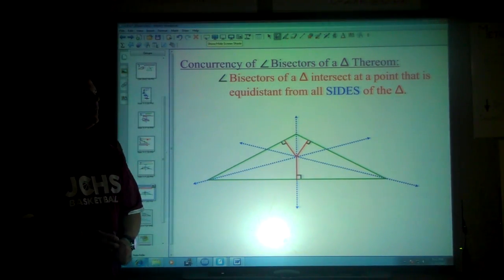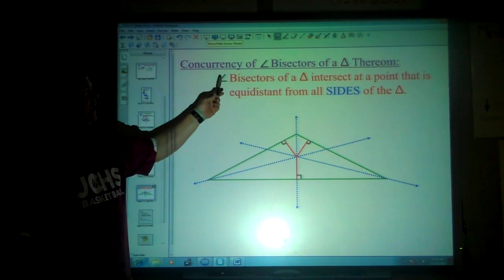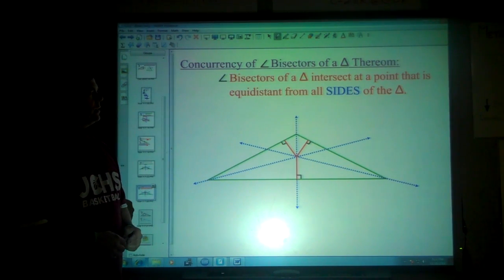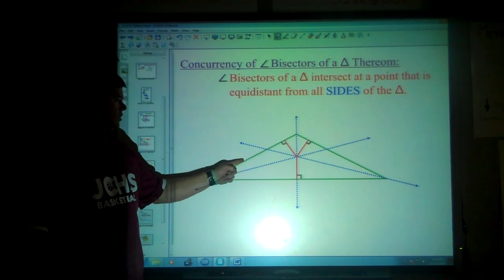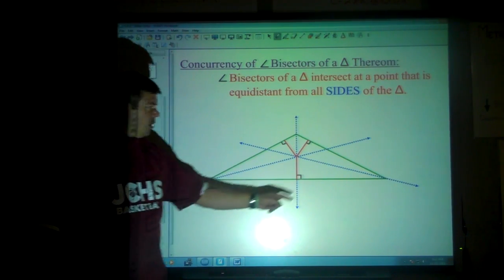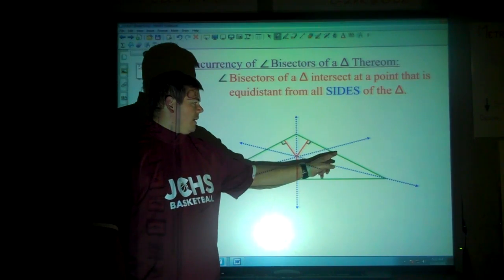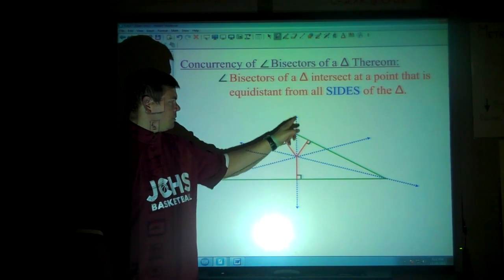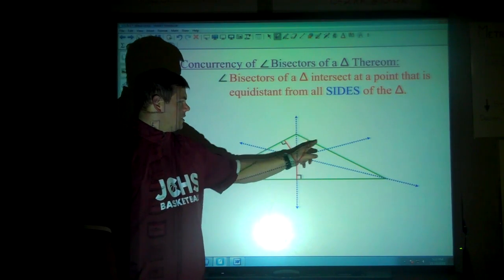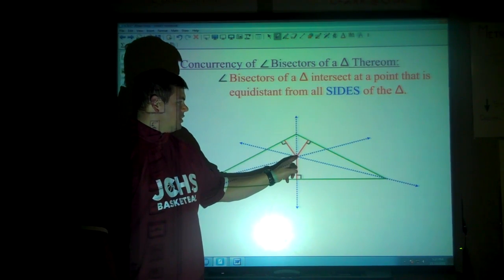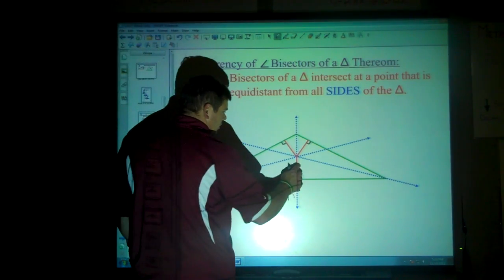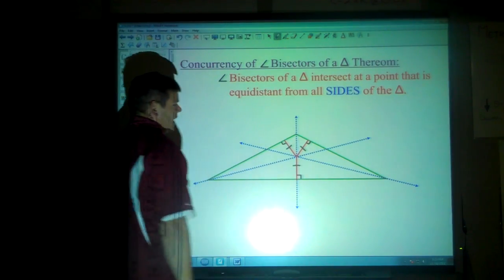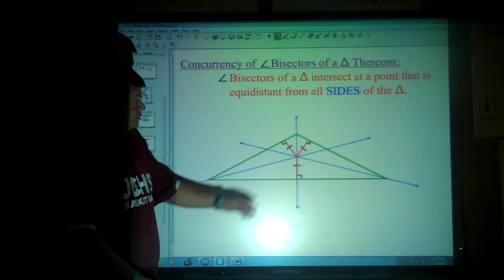Concurrency of angle bisectors of a triangle theorem. The angle bisectors of a triangle intersect at a point that is equidistant from all sides of the triangle. In other words, when we are on an angle bisector, we're the same distance from this side as we are from this side. When I'm on this angle bisector, I'm the same distance from here as I am from here. If I find the one spot they have in common, then I'm the same distance from all the sides. So this would be the same as this, would be the same as that. Those three lengths would all be the same.